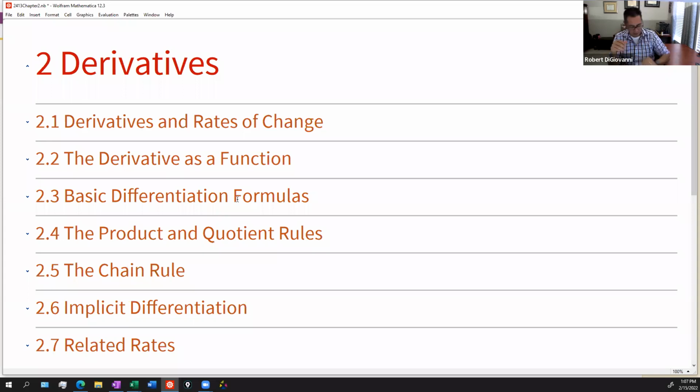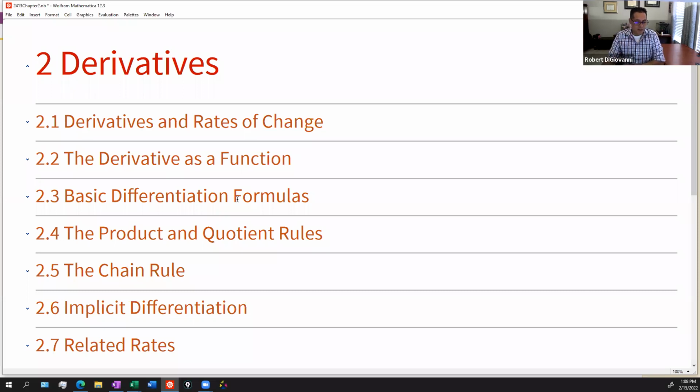And if you ask a Cal 1 student who's finished Cal 1 and they're in Cal 2, what Cal 1 is about, they're going to say derivatives. That's the main idea of this class. So we're going to really make sure we take our time through this so that you understand it.